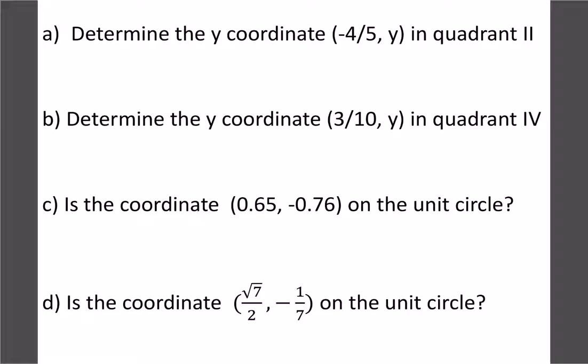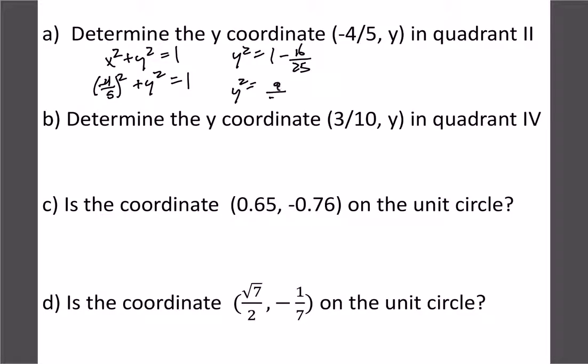So if we know that this coordinate, negative 4/5, y, is on the unit circle, that means using our equation, x squared plus y squared equals 1, we just have to plug it in. So we'd have negative 4/5 for our x coordinate. To get y, all we'd have to do is go 1 minus, and negative 4/5 squared would be 16 over 25. So that means y squared would be 9 over 25. And when we square root both sides, we get y equals 3/5.